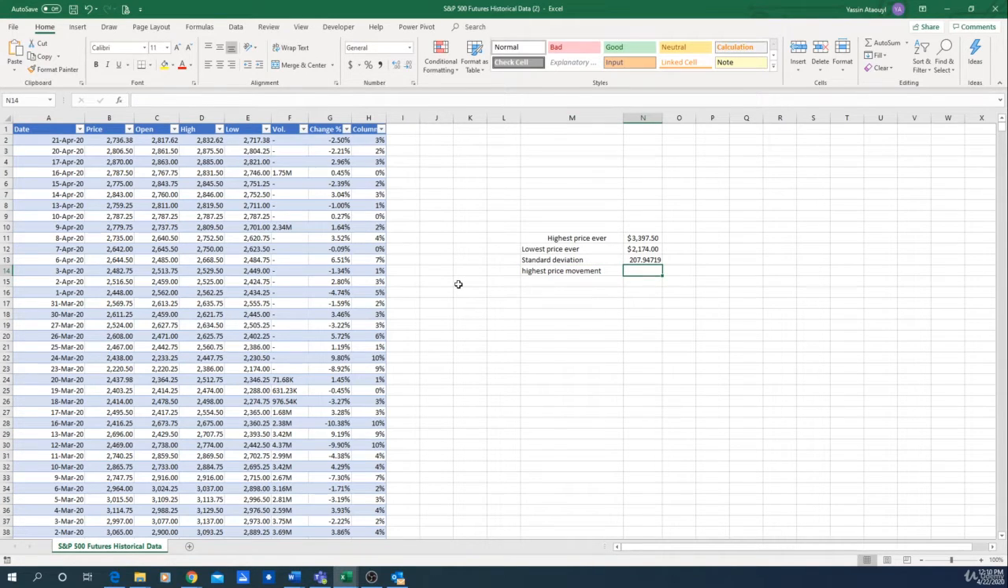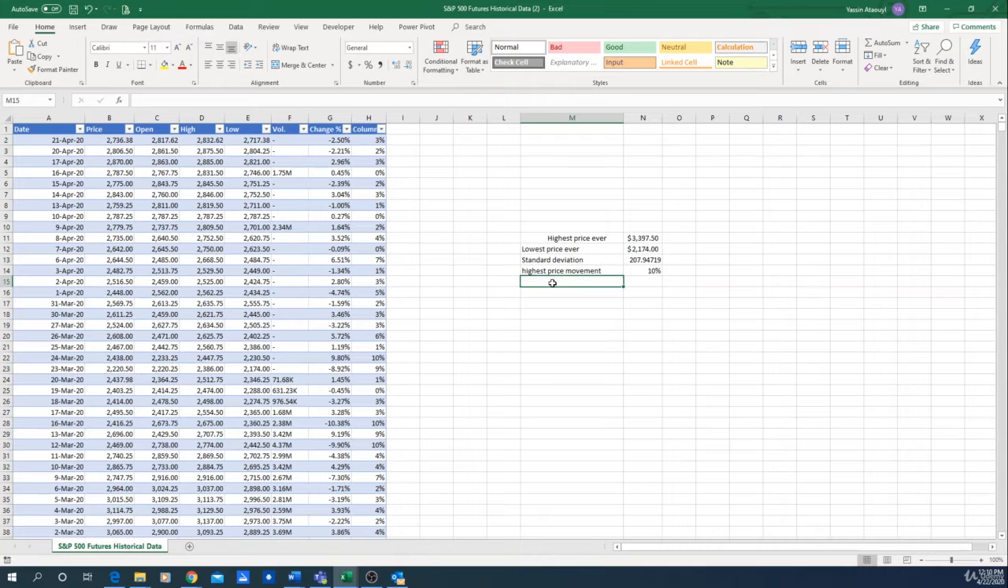And then we'll do the exact same thing. Simply calculate the max of all this. So the highest price movement was 10%. So one day the stock price of the SPY 500 moved up or down by 10%. So this was the highest price movement.